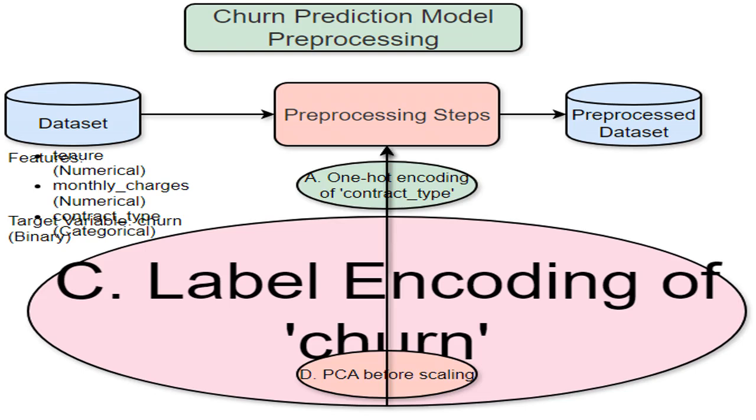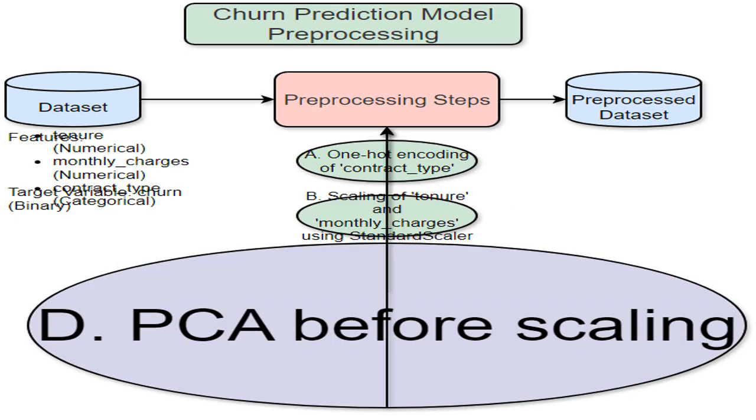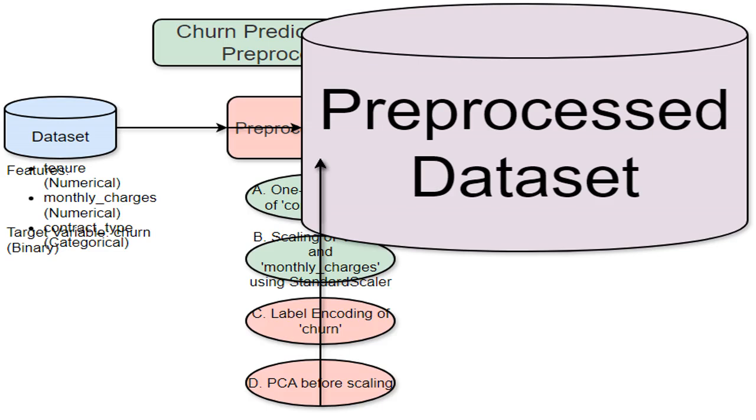My target variable, churn, is already binary, 0 or 1. Label encoding isn't necessary here. It's already in a format logistic regression understands. Principal component analysis, PCA, reduces the number of features. I don't need it here because I don't have too many features to start with. Also, PCA usually works best after scaling. After pre-processing, I'll have a dataset ready for my churn prediction model. It will be nicely formatted and ready for training.